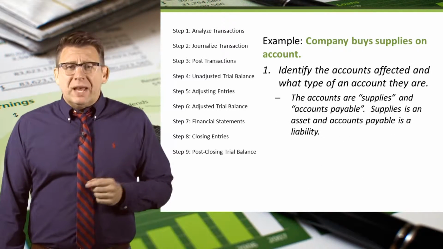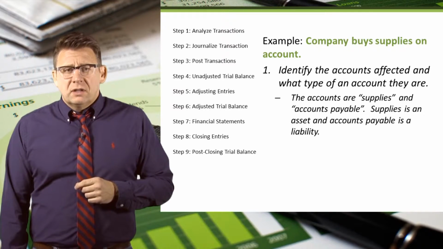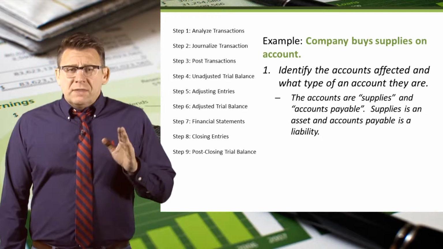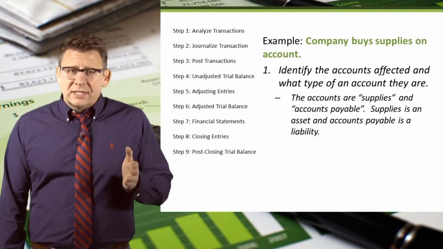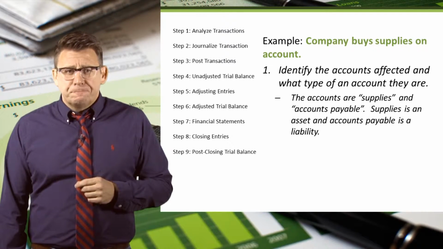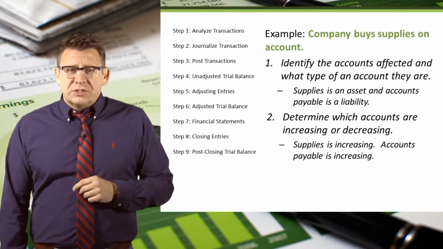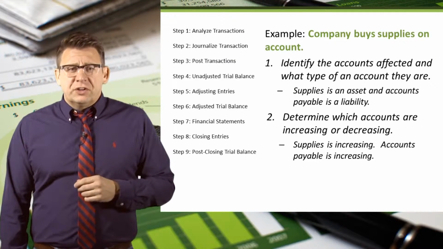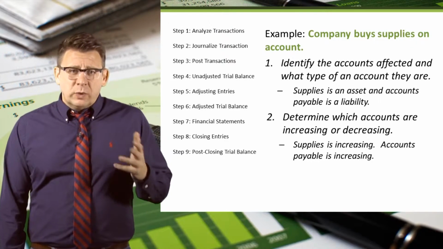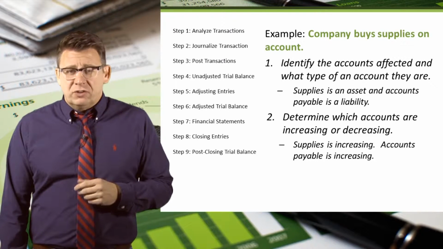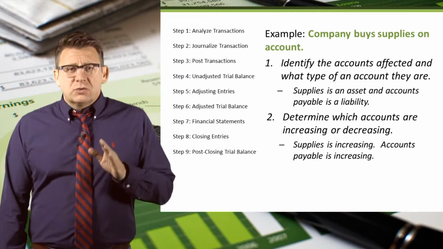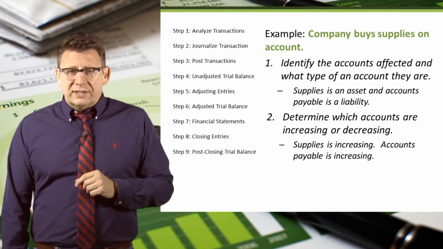Example, company buys supplies on account. So part one is identify the accounts affected and what accounts they are. In this example, the accounts are supplies, an asset account, and accounts payable, a liability account. Part two is determine which accounts are increasing or decreasing. In this example, supplies is increasing because we have more supplies after this transaction than we had before. Accounts payable is also increasing because we owe more money after this transaction than we did before.